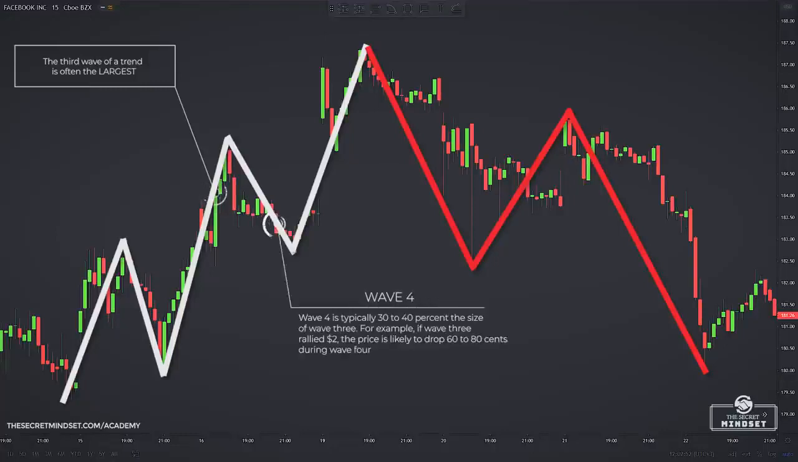Wave 4 comes next and is typically 30 to 40% the size of wave 3. For example, if the third wave rallied $2, the price is likely to drop 60 to 80 cents during wave 4. The same concept holds true for a downtrend.